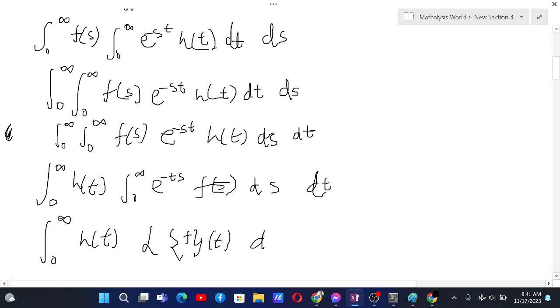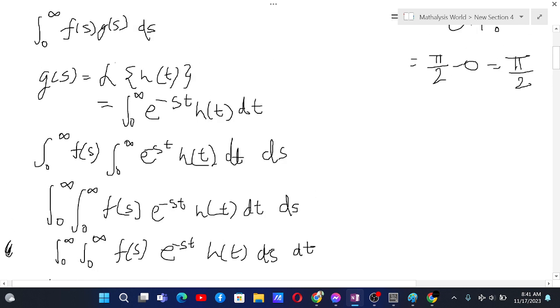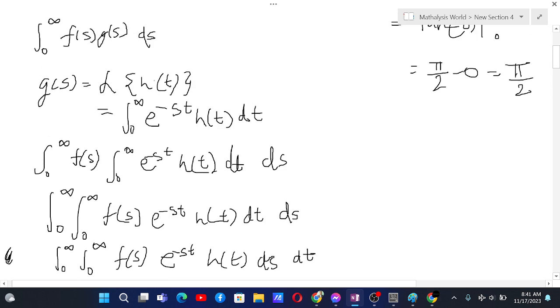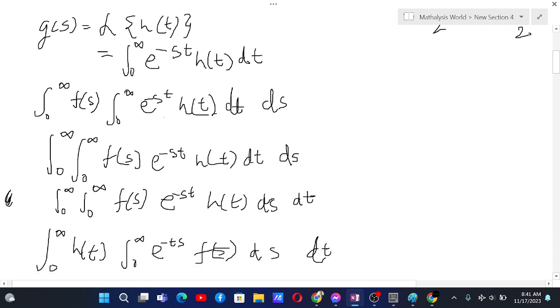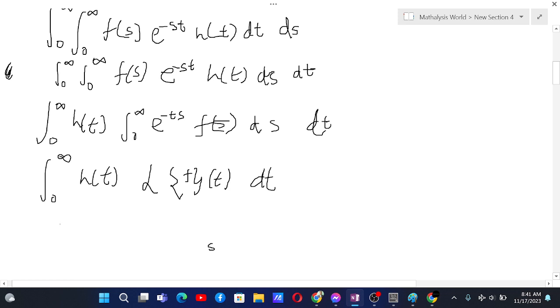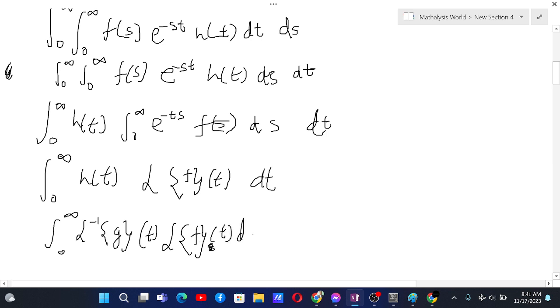and then dt. Now we know that h of t is just the Laplace inverse transform of g of s, since g of s was the Laplace transform of h of t. So this one is the integral from 0 to infinity of the Laplace inverse transform of g in the world of t, and this one is the Laplace transform of f in the world of t, dt. So now see, we have proved the theorem.